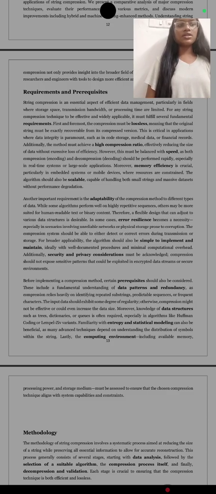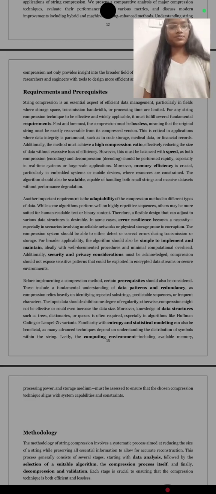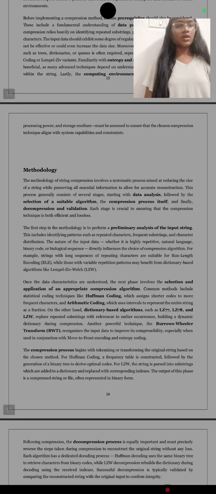Familiarity with entropy and statistical modeling can also be beneficial, as many advanced techniques depend on understanding the distribution of symbols within the string. Lastly, the computing environment, including available memory, processing power, and storage medium, must be assessed to ensure that the chosen compression technique aligns with system capabilities and constraints.